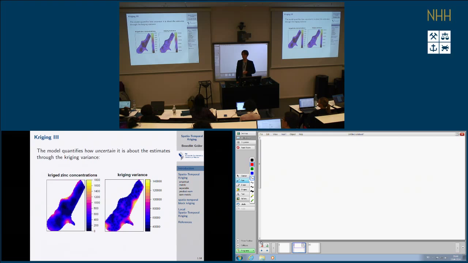Yeah, it doesn't depend on the observed value. So you have the same variability, no matter if it's a very small value that's not dangerous for your studies, so to say, or a very large value. You always get the same variability just based on the distance between different locations.